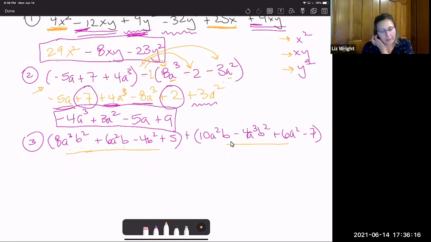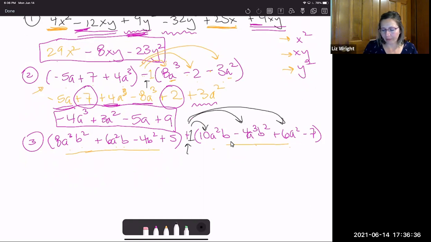Now let's look at the second set. We've got an a squared b, a cubed b squared, a squared, and then a 7. There's nothing for us to combine. In addition, we have an addition sign there as opposed to a subtraction sign like what we did up here. So it's as if we are distributing a positive 1 to each of these, which gives us back exactly those same terms. So what that means is that I'm essentially just adding all of these terms together.